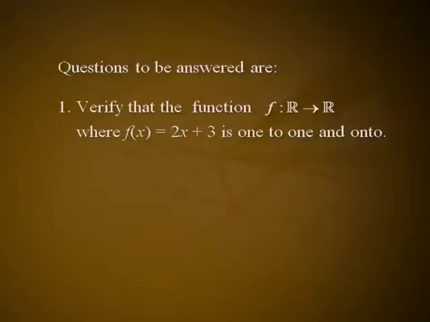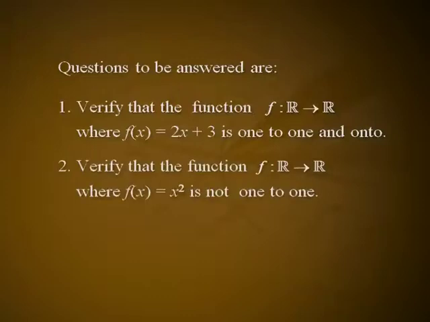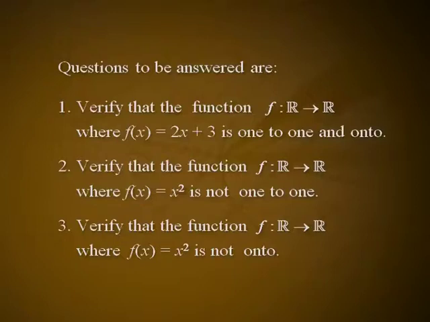Verify that the function f from R to R, where f of x is equal to 2x plus 3, is 1 to 1 and onto. Verify that the function f from R to R, where f of x is equal to x squared, is not 1 to 1. Verify that the function f from R to R, where f of x is equal to x squared, is not onto.